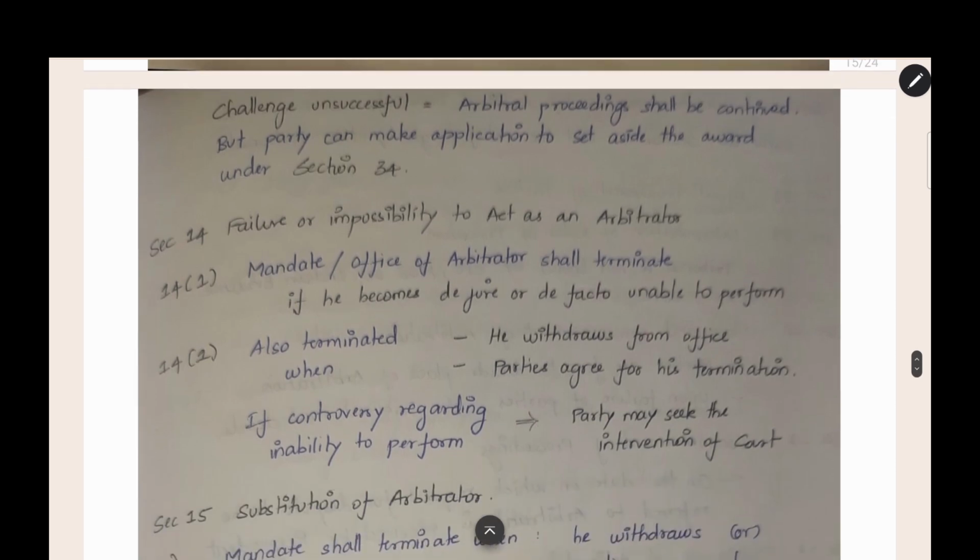The next section is section 14, failure or impossibility to act as an arbitrator. The mandate or office of an arbitrator shall terminate if he becomes de jure or de facto unable to perform. For example, if the arbitrator cannot conduct the arbitration due to legal reasons or factual reasons. For example, if you appoint a person as an arbitrator and he robbed a bank, now the police arrested him and he is in jail. Now you cannot ask him to come and conduct the arbitration. He is by law and by fact unable to perform. Now the office of the arbitrator is terminated.